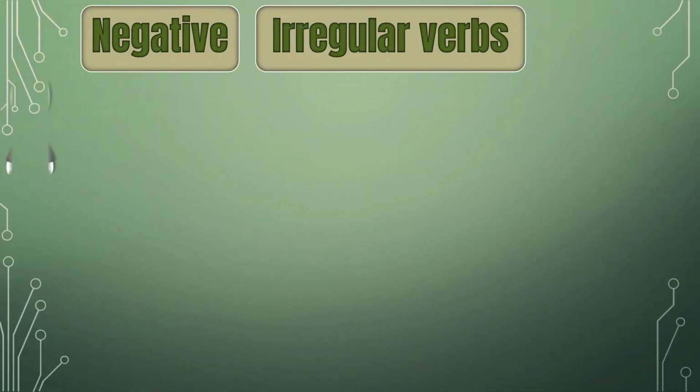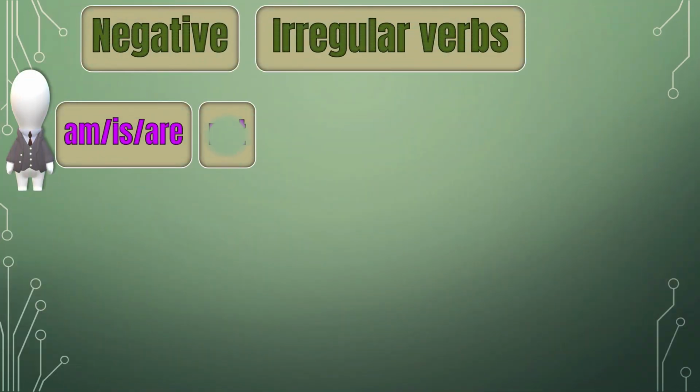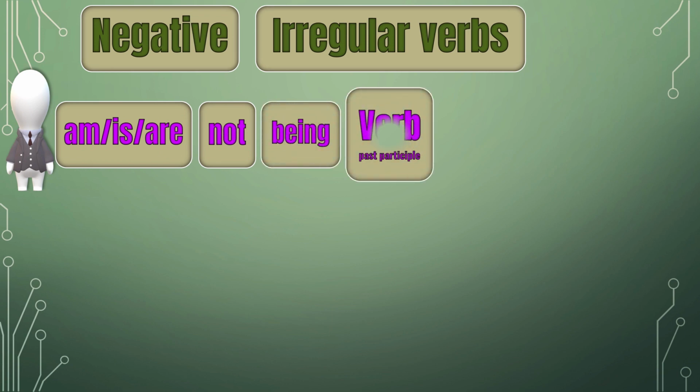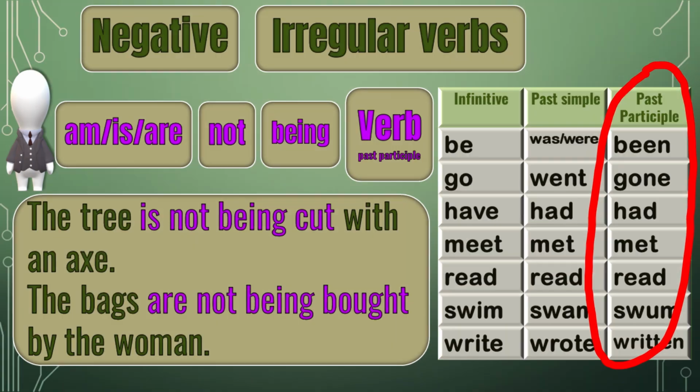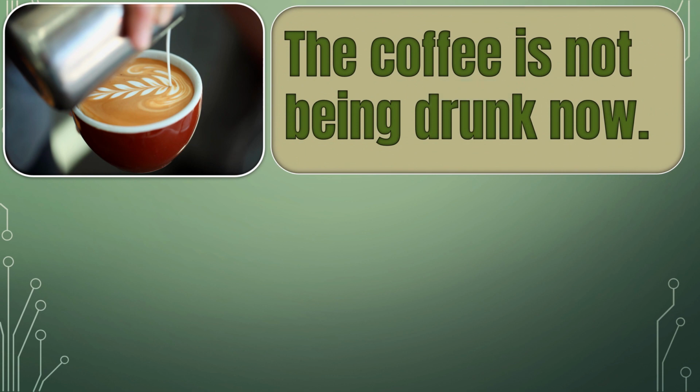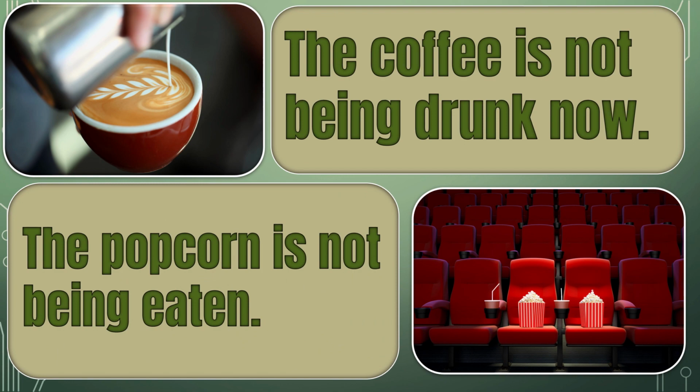When we make a negative sentence with an irregular verb, we start with a subject, add is or are, plus not, add being and past participle. The tree is not being cut with an axe. The bags are not being bought by the woman. The coffee is not being drunk now. The popcorn is not being eaten.